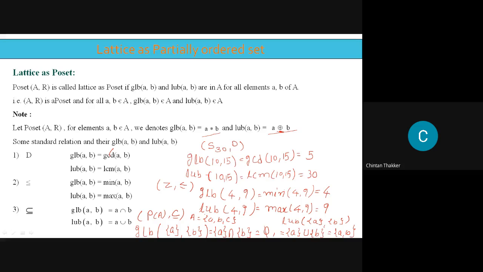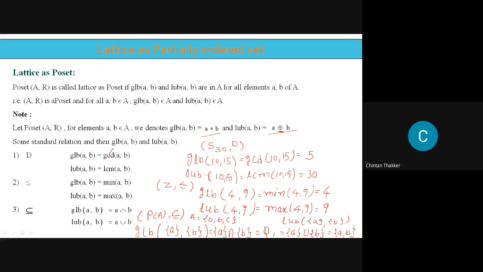इसके साथ चौथी प्रॉपर्टी। पोसेट प्रूव करने के लिए हम तीन प्रॉपर्टी प्रूव करते हैं, मतलब रिलेशन reflexive, antisymmetric and transitive होना चाहिए. If the relation is reflexive, antisymmetric, and transitive, then we say that the given set is a poset.